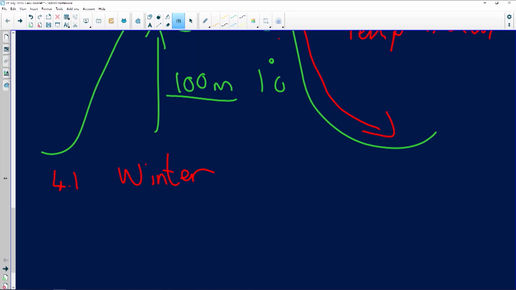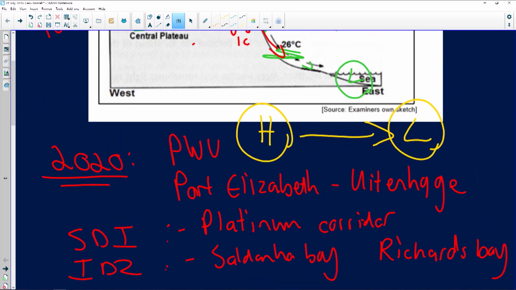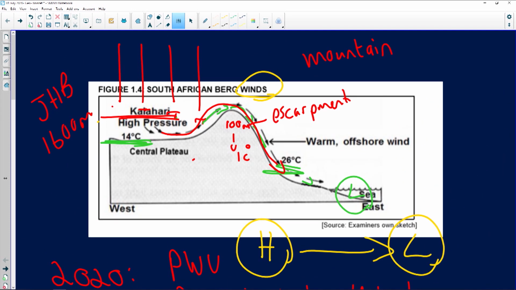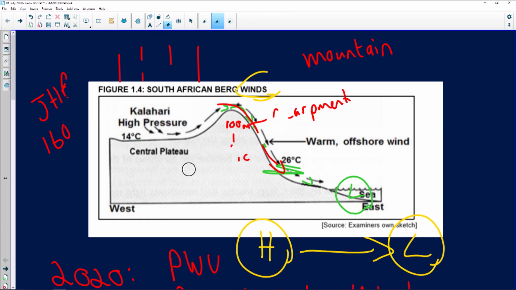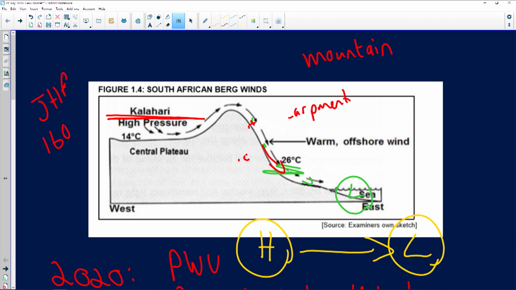Now, let's go back to our diagram. As you can see, let me just quickly clean up a little bit over here. And then I'm just going to write the answer over here. Give me two pieces of evidence to support that it's winter. Okay. First of all, I mentioned to you, look at the Kalahari high pressure system situated over there. The second reason, look at the temperature, 14 degrees Celsius.